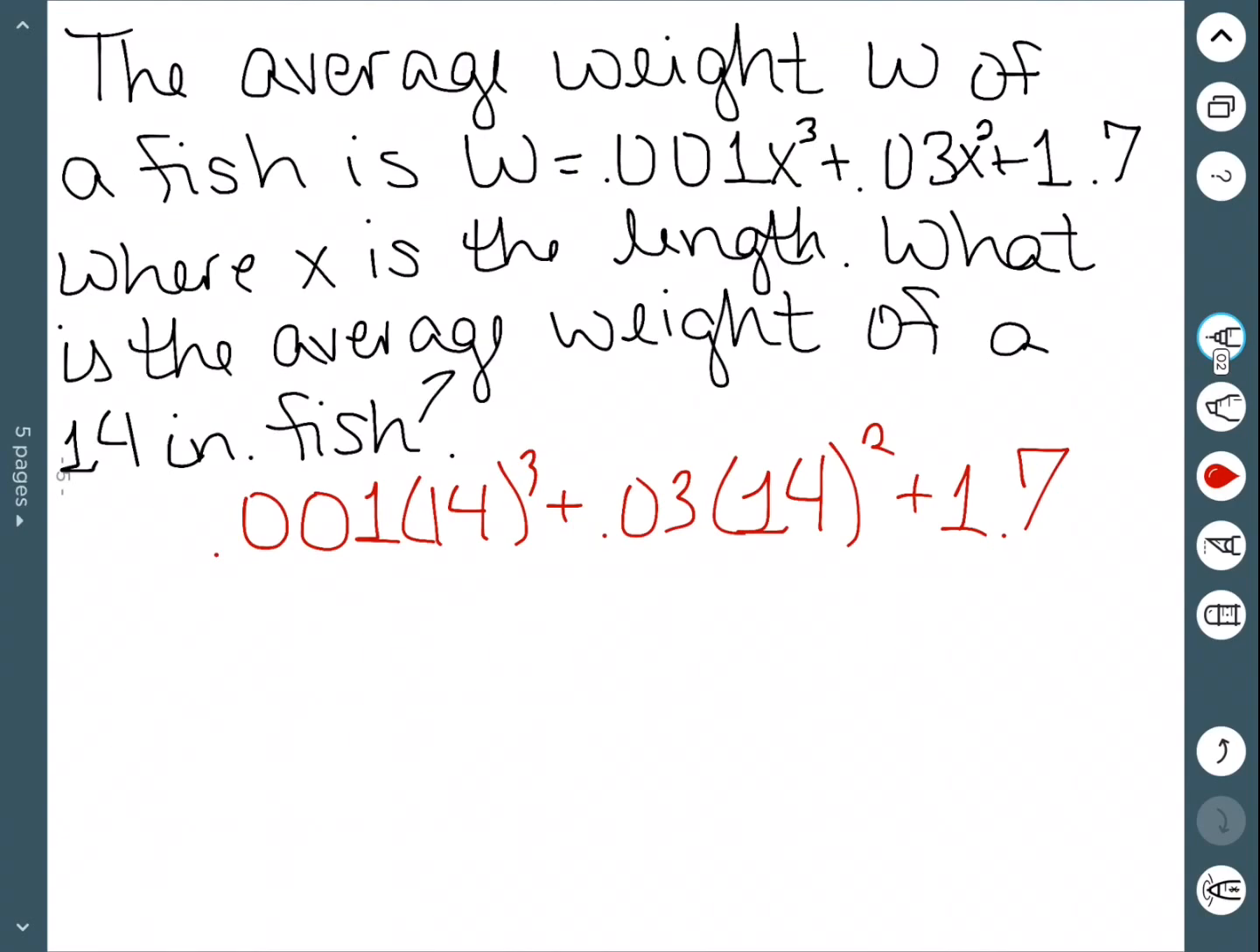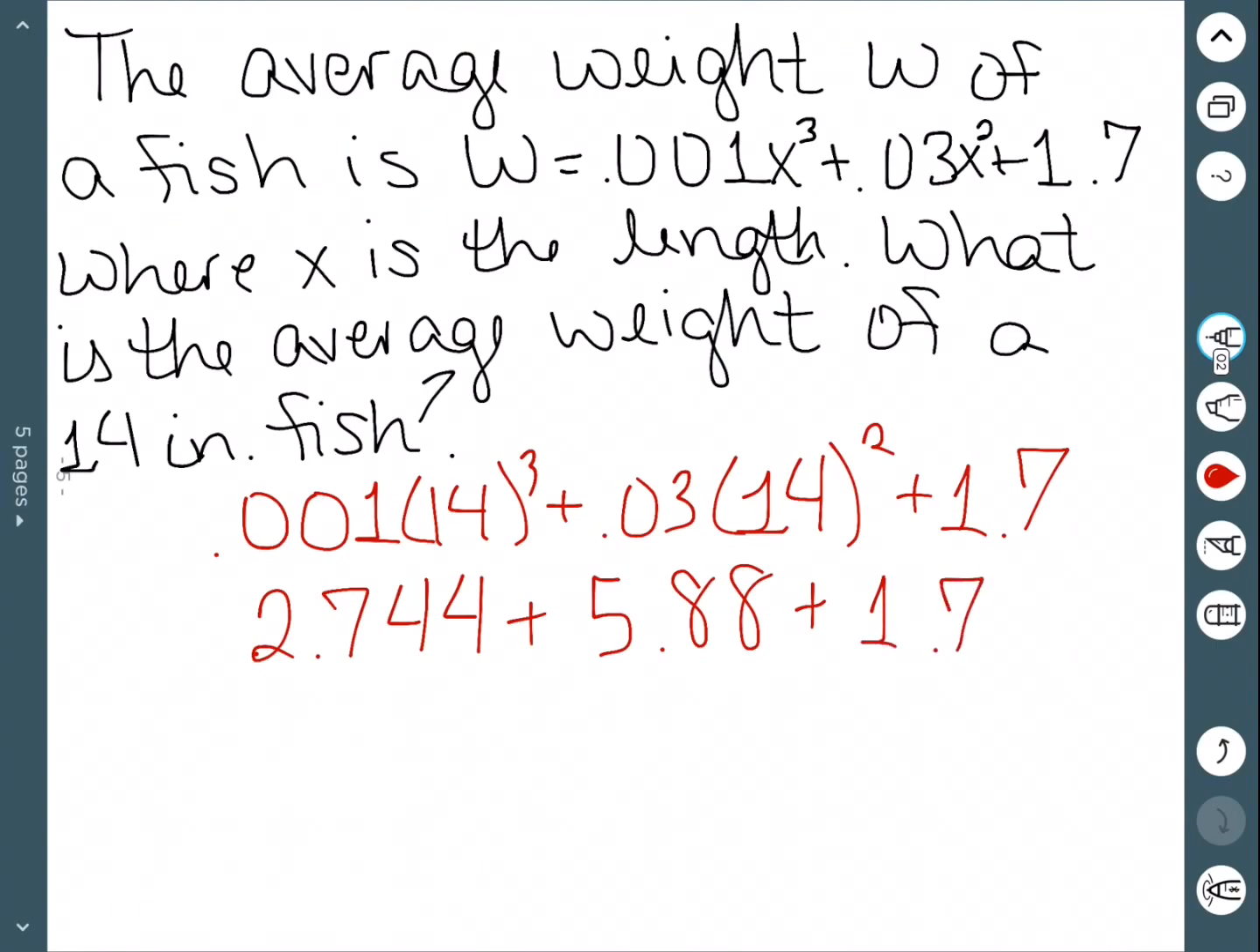The first one, 14 squared times 0.001 is 0.196. Oh, sorry, we messed that up. 14 cubed times 0.001 is 2.744, plus 14 squared times 0.03 is 5.88, and then plus 1.7. Now we can just add up these three numbers, and we get 10.324.